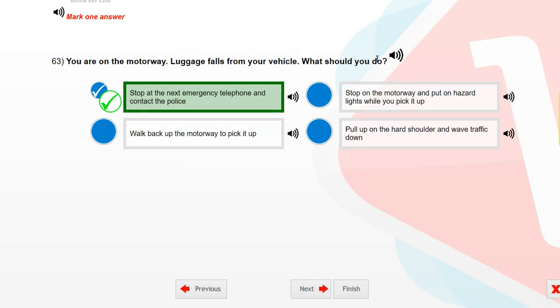You are on the motorway. Luggage falls from your vehicle. What should you do? Stop at the next emergency telephone and contact the police.